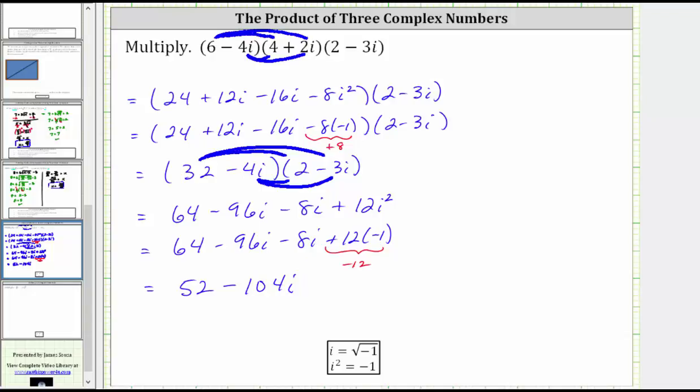This is the product of the three complex numbers. I hope you found this helpful.